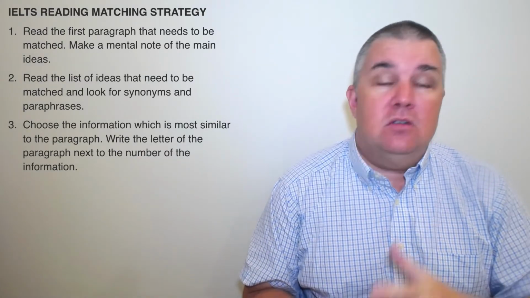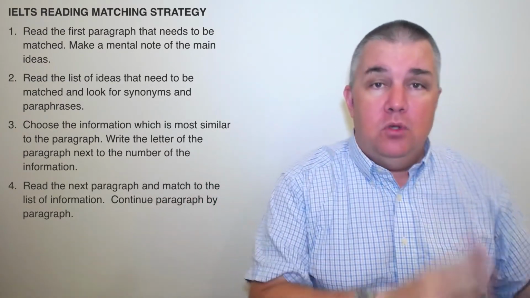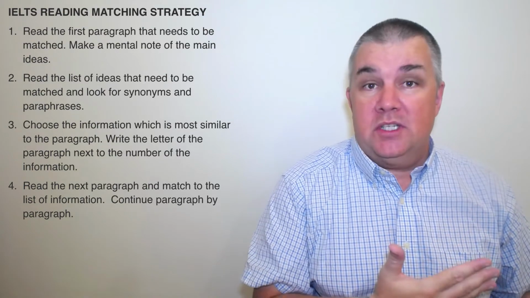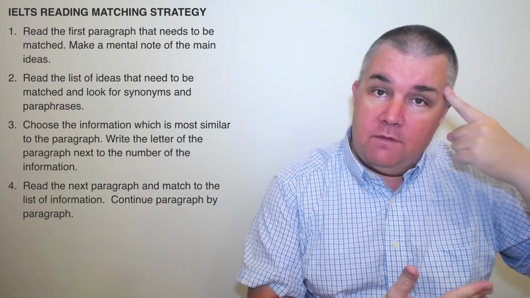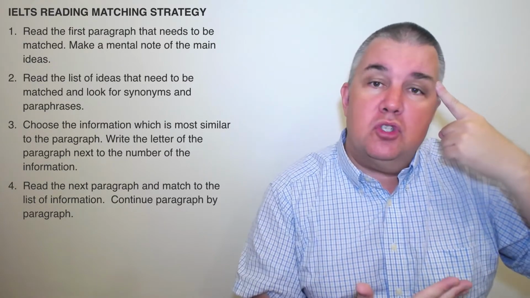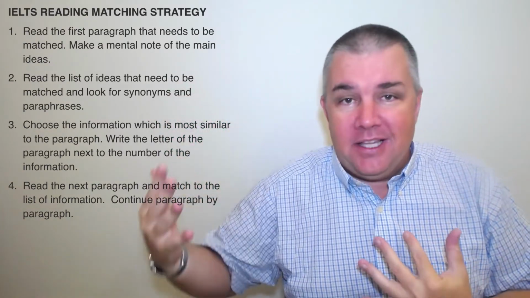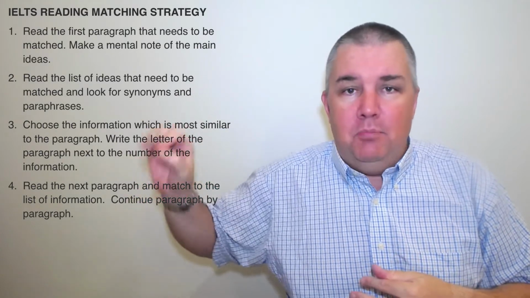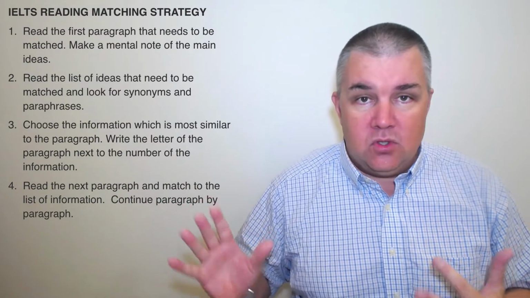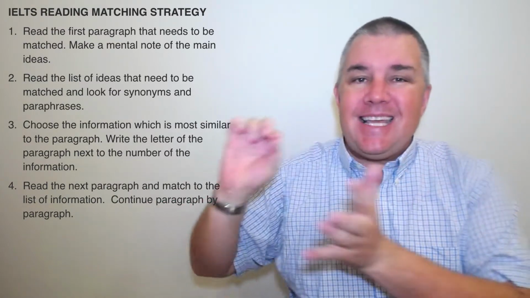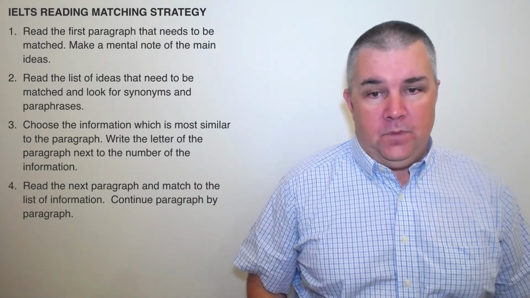Step 4 is to move on. You found the answer to paragraph A, move on to paragraph B, do the same thing. Skim paragraph B, think of what it focuses on, think of what you would choose as the heading, then look at the choices, make that decision, write B next to number 1, if that's the case. So write the paragraph letter next to the information or the heading number.